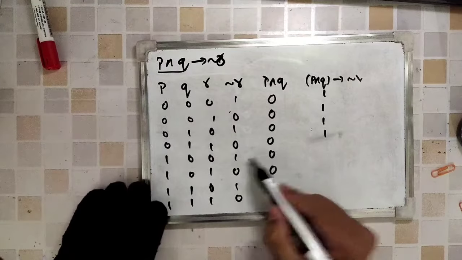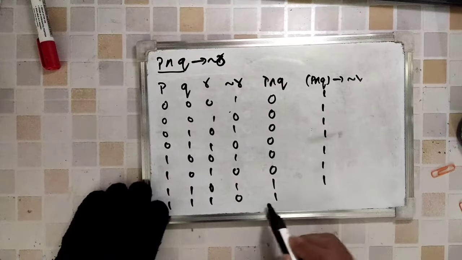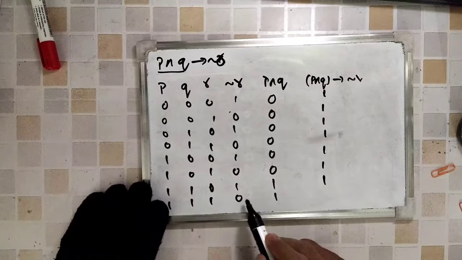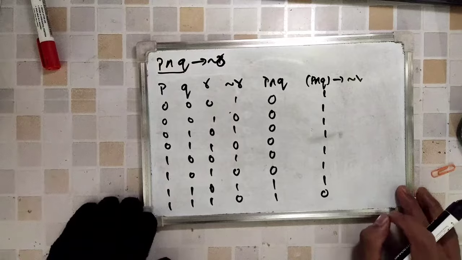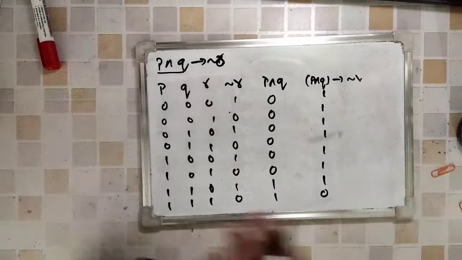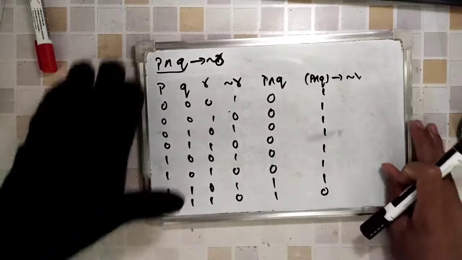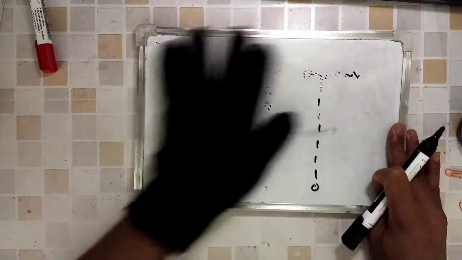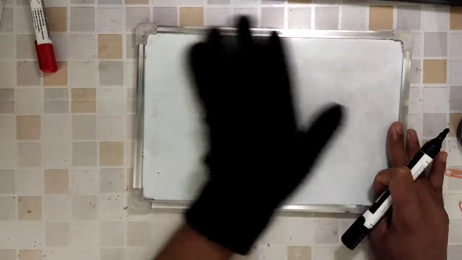0 to 1 increasing again, 1. 0 to 0 equal, 1. 1 to 1 equal, 1. 1 to 0 it is decreasing, so it is 0. Understood? I don't think further things are required now. I am just done with this, so let us move on further to other concepts. Let me just take another normal example.